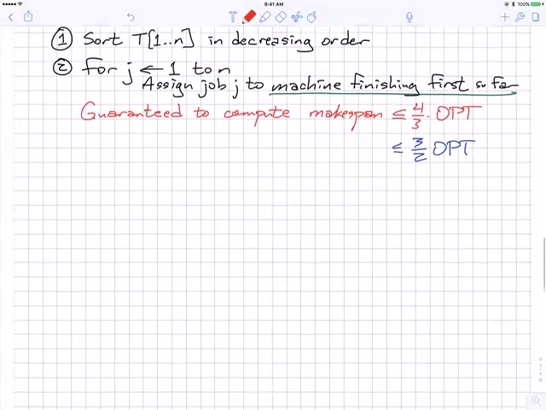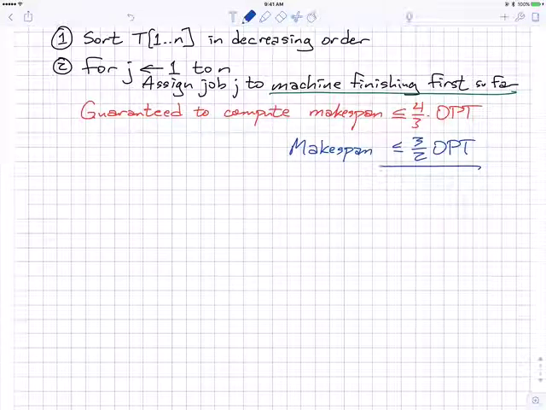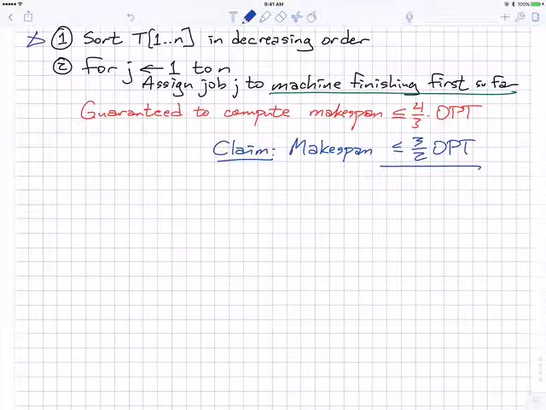Okay. So let me try to convince you of this bound of 3/2 instead of 2. I'm going to claim this now for the algorithm where I really do need to use the fact that I sorted the jobs from largest to smallest.